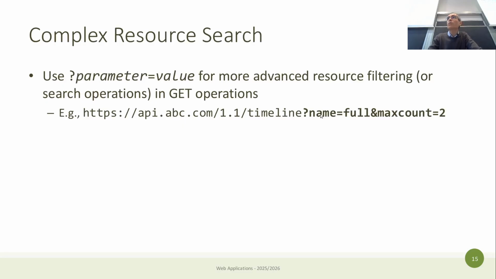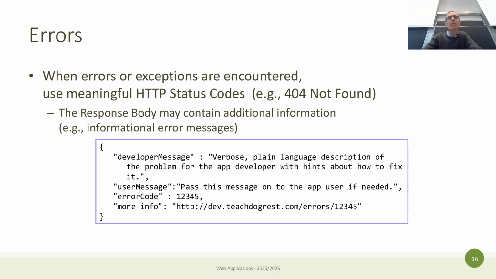Let's see the responses. In part, we already saw them. When you have errors, meaningful HTTP status codes should be returned. We already saw the 404, which is super famous. Okay? You can also have a response body to give additional information about the error. Okay? That's not wrong. It's possible, and sometimes it's also useful.